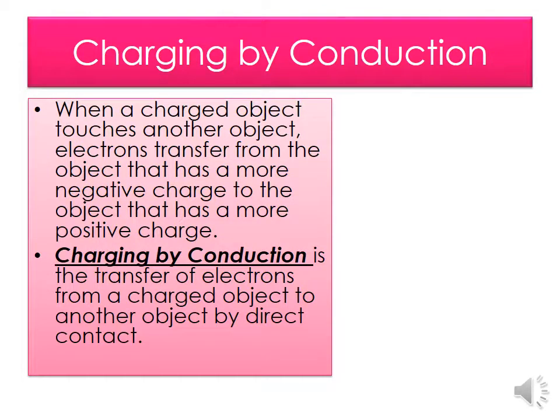Charging by conduction is the transfer of electrons from a charged object to another object by direct contact. So the definition of conduction is when something is transferred by direct contact. Charging by conduction is just that transfer of electrons. So whatever object has more of a negative charge, if it touches an object with a positive charge, those electrons are going to move to the positive area.